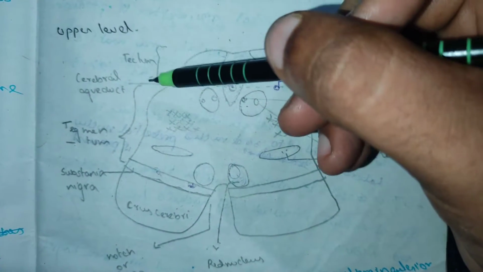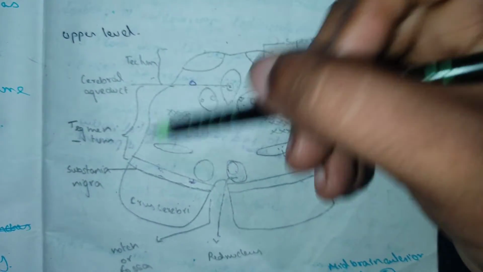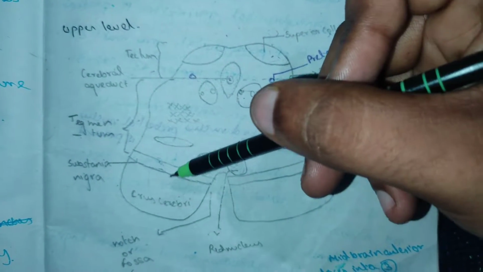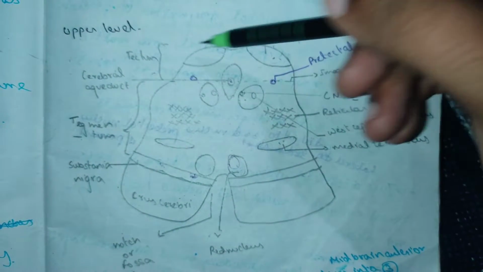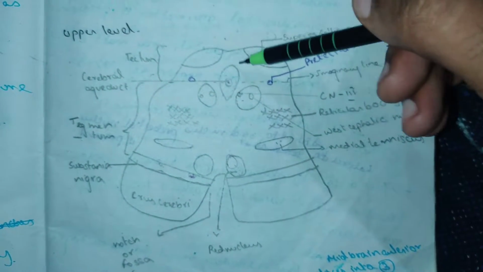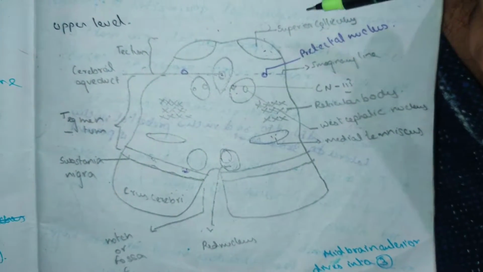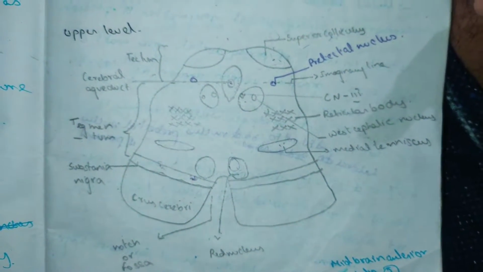The upper level is divided into the anterior part, the tegmentum and the tectum. The anterior part is further divided into three: the crus cerebri, the substantia nigra and the tegmentum. The tectum consists of the superior colliculus, and in the lower level it consists of the inferior colliculus. I will explain this image later.